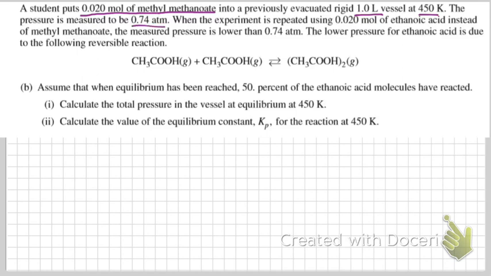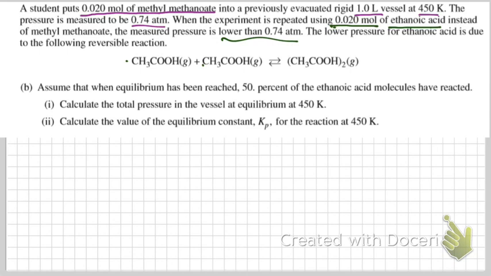When the experiment is repeated using 0.02 moles of ethanoic acid instead, the measured pressure is lower than 0.74 atmospheres. The pressure for ethanoic acid is due to the following reversible reaction. Okay, so we're going to get less pressure because this reaction goes back and forth, okay? And it's kind of a weird looking reaction because both reactants are the same thing.